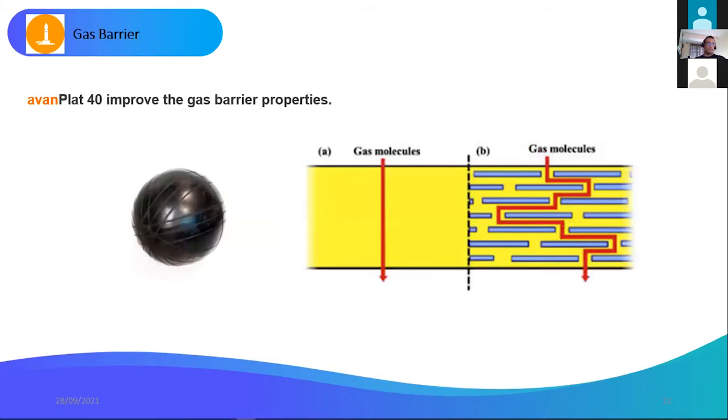Graphene can also be used for gas barrier properties. For example, in this case, it's a latex ball, improving the gas barrier property of the natural latex. The dosage is between 2 to 12% of graphene to get this behavior.